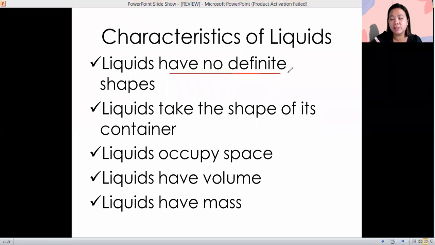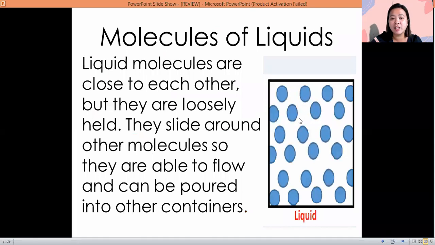Next, let's proceed to our liquids. They have no definite shape. They follow the shape of its container. If we put the liquid in the container, it follows the container. They also occupy space. They have volume and also they have mass. Okay. Next, the molecules in liquids, they are close to each other, but they are loosely held. So like this. It's like one seat apart.